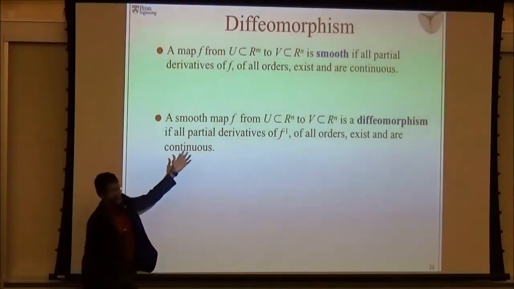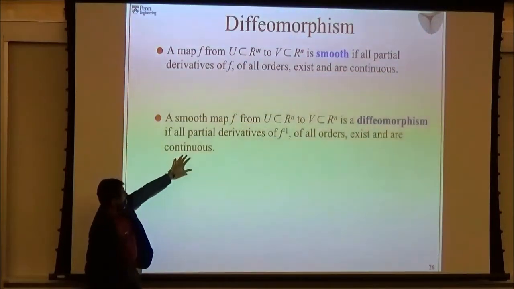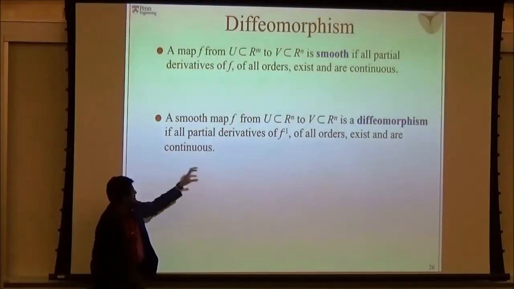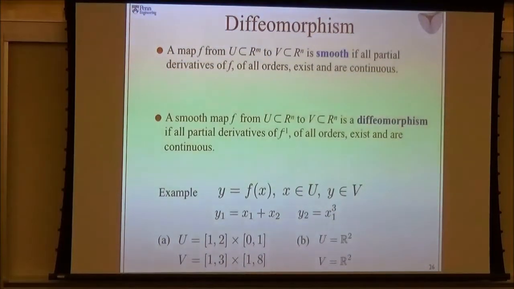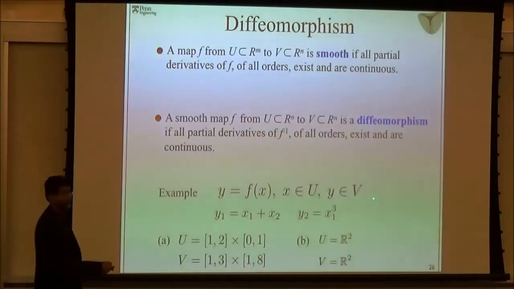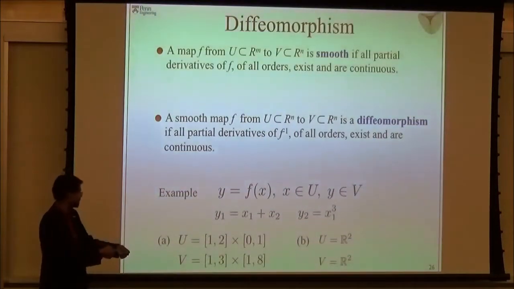So in the multi-dimensional case, all these differentiations have to be partial derivatives. Right? So all partial derivatives of f and f inverse must exist and must be continuous. So here are a couple of examples. If I look at this map from x to y, I have x1 and x2 adding up to give me y1, and x1 cubed to give me y2, right? So this is a pretty straightforward computation. The question is, can I go back and forth, and can I differentiate this function both ways?